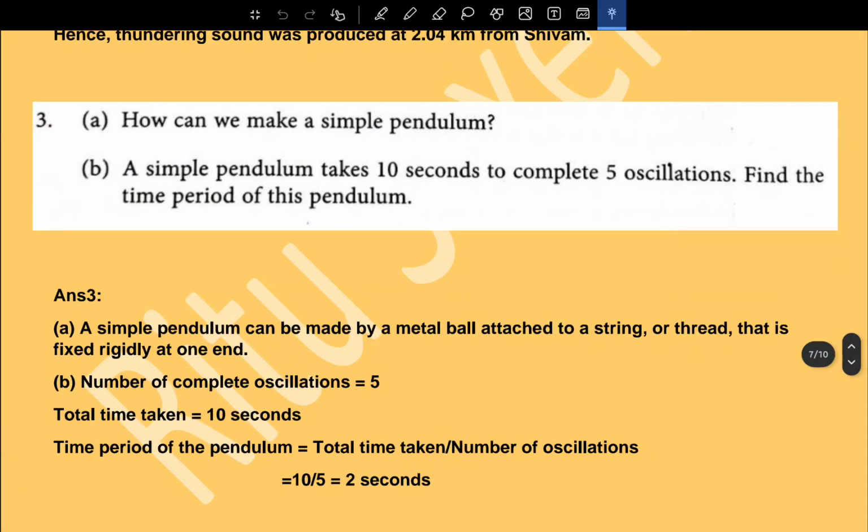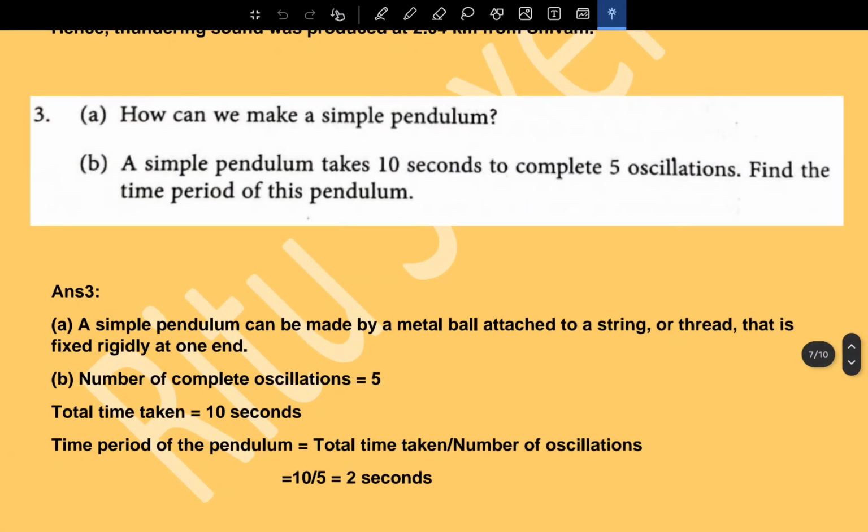This is, how can we make a simple pendulum? A simple pendulum takes 10 seconds to complete 5 oscillations. Find the time period of this pendulum. A simple pendulum can be made by a metal ball attached to a string or thread that is fixed rigidly at one point. So number of complete oscillations is 5 as given here, and total time taken 10 seconds is given. Now time period of pendulum is total time taken divided by number of oscillations.